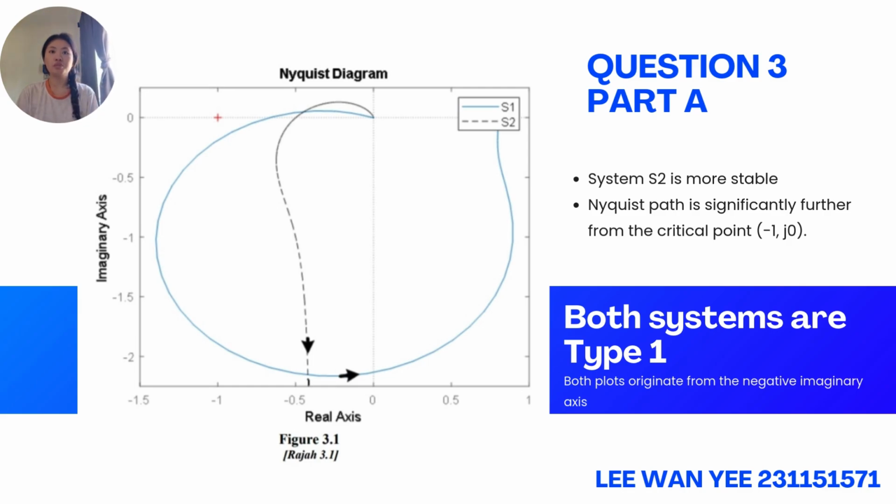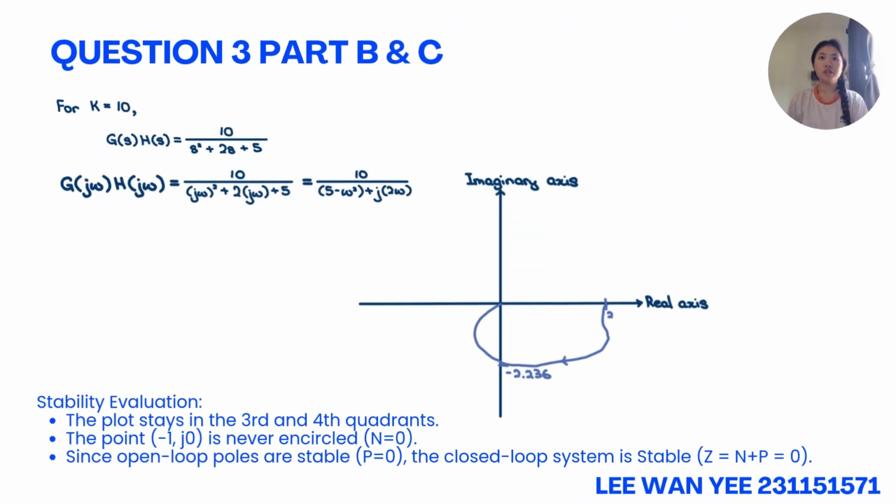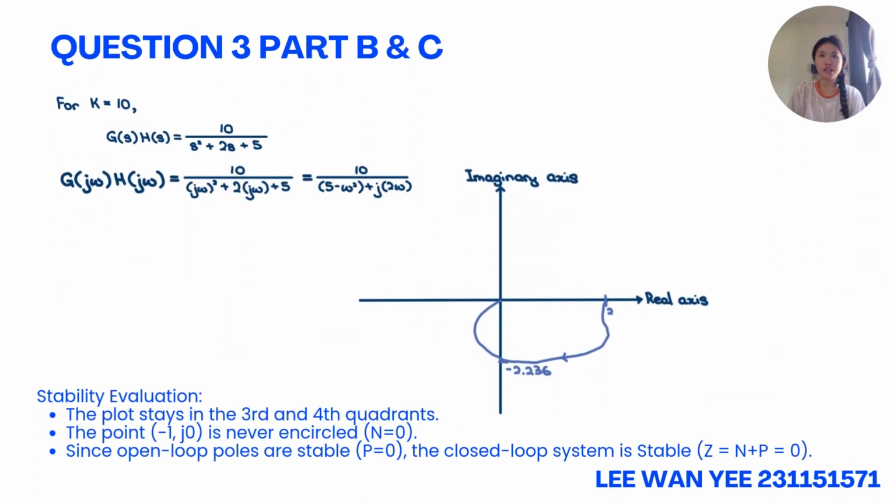Today, I will explain question 3, which focuses on Nyquist stability analysis. Looking at figure 3.1, system S2 is more stable than system S1 because its locus is further away from the critical point -1 j0, meaning it has better gain and phase margin. Both systems are type 1, having one integrator because the plot starts from infinity at a phase of -90 degrees as frequency approaches 0.